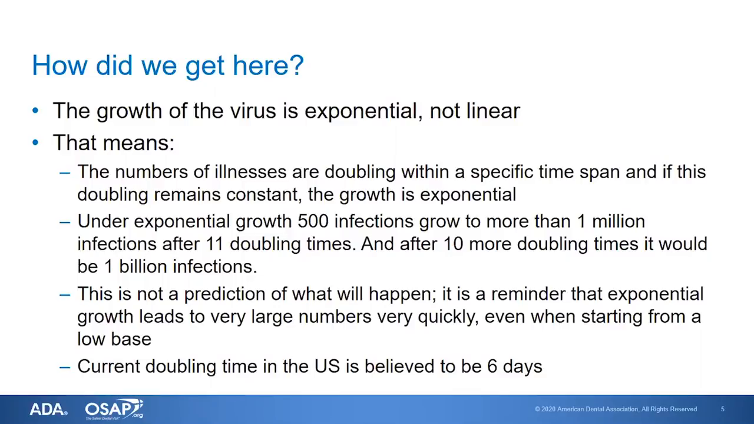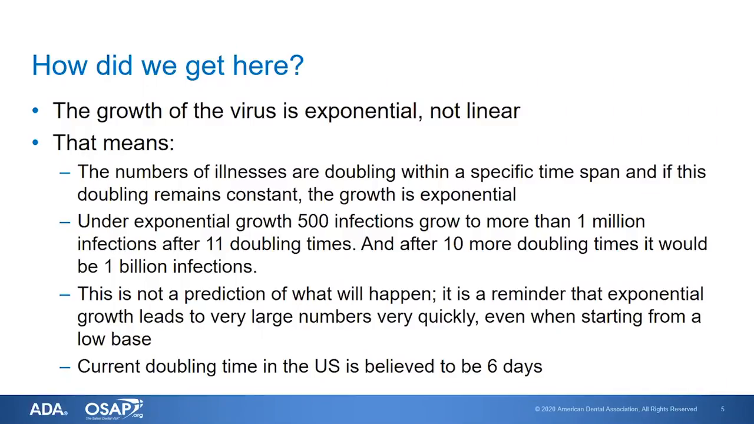With exponential growth, the base number doubles with every time span. For example, with exponential growth, 500 infections grow to more than 1 million after 11 doubling periods. After 10 more doubling periods, it would reach 1 billion. This is in no way a prediction for the number of deaths that we should expect or illnesses. It's a reminder that exponential growth leads to a very large number very quickly, even when starting from a low base. So what is our doubling time?